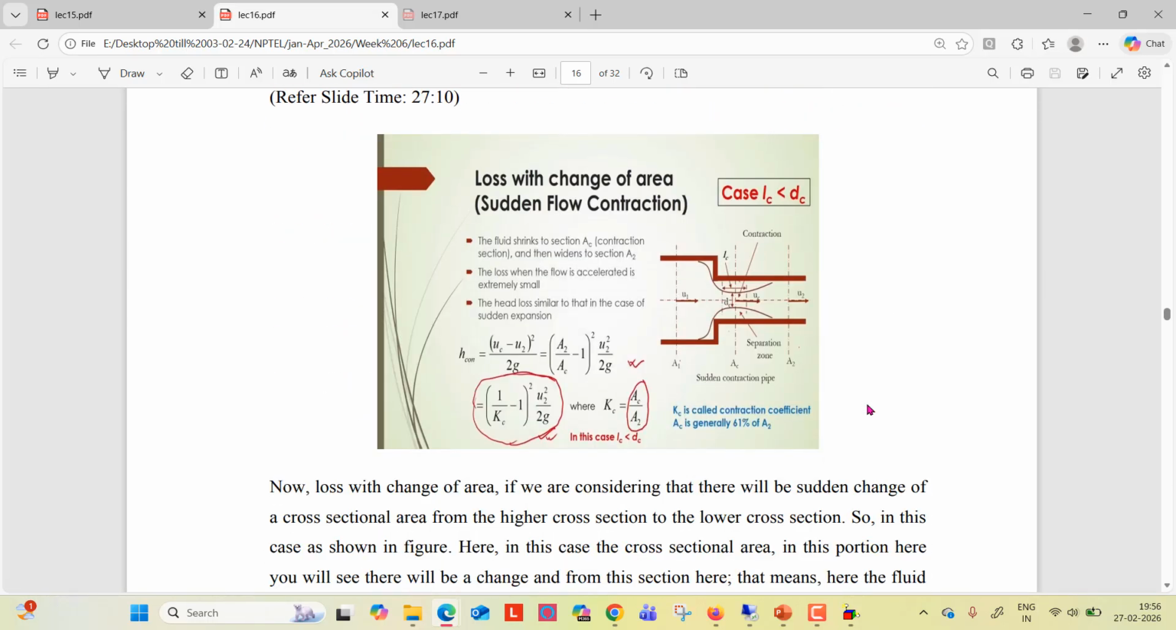Next, when sudden flow contraction happens, this equation will change from the previous one, you remember, to this. And now this Kc is represented as Ac by A2 when the sudden flow contraction happens.